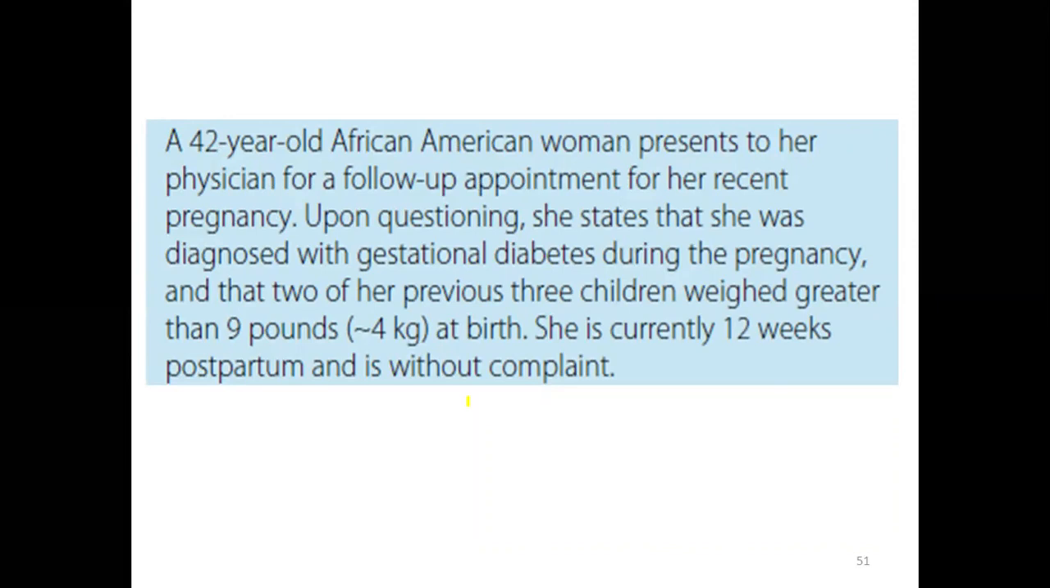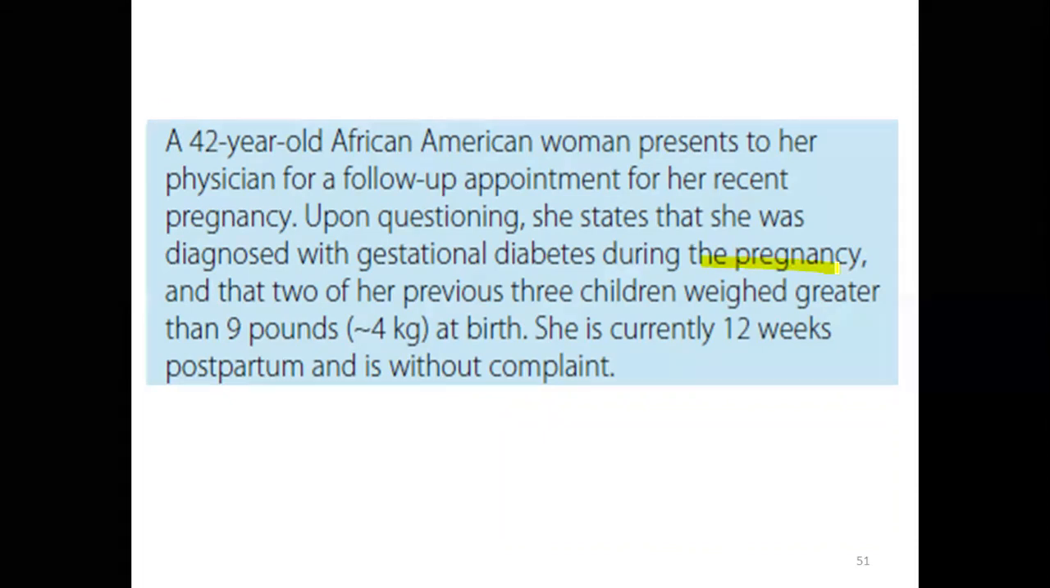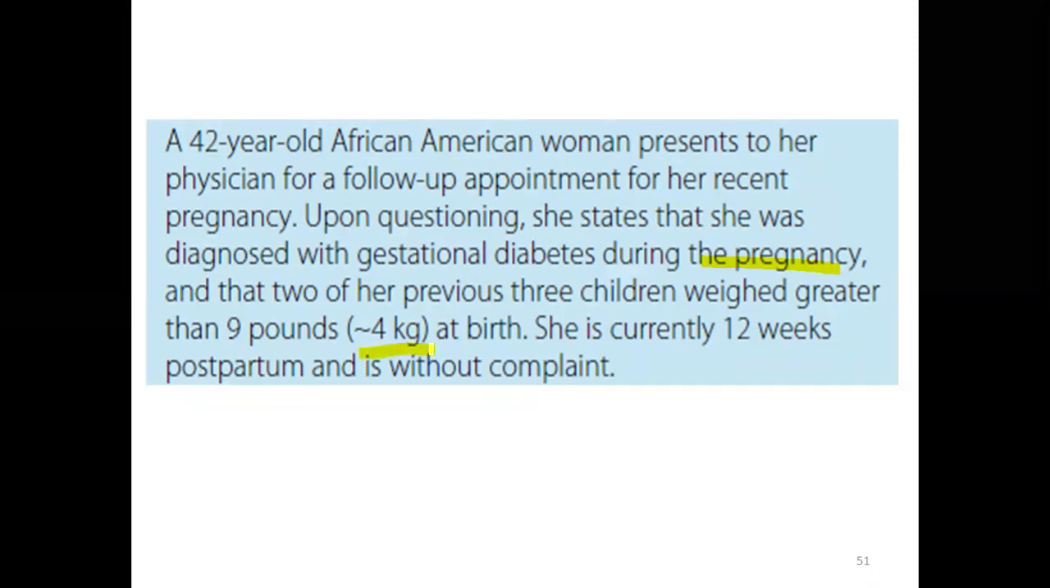So this is a kind of gestational DM. If you see the case, a 42 years old African American woman presents to her physician for a follow-up appointment for her recent pregnancy. Upon questioning, she said that she was diagnosed with gestational DM during the pregnancy before. So this is a history, one possible risk factor. Then two of her previous three children weighed greater than 4 kg at birth. Remember, macrosomia is one risk factor.